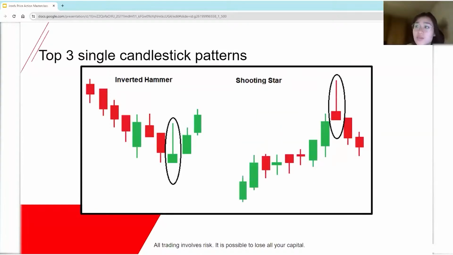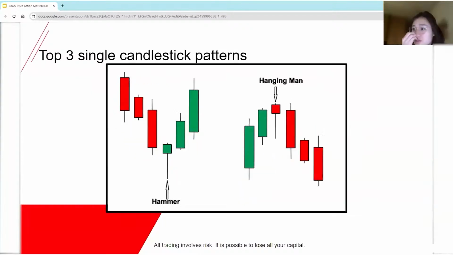Okay. Secondly, we have the inverted hammer and the shooting star. Again, these are just the opposite of each other. You can see the difference in the shapes. So the upper wick would be a lot smaller on a bullish or a hammer, and your lower wick would be a lot longer, whereas for your hanging man, we're looking at a bearish candlestick, but looking at the same shape. So again, this is a bullish candlestick, this is a bearish candlestick.